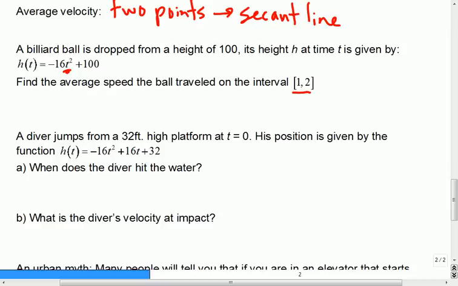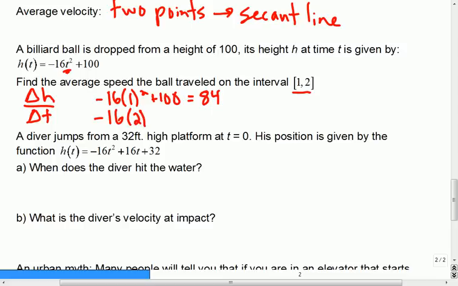Okay? So first of all, what we have to do then is we want to figure out the change in height divided by the change in time. That will give me its average speed. So how could we do that? What would the average height be? Well, we'd have to stick in -16 times 1 squared plus 100. And I believe that's, is that going to be 84? And then -16 times 2 squared plus 100, and I think that's 36.